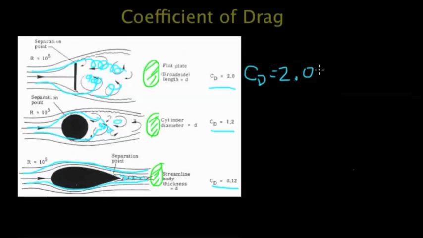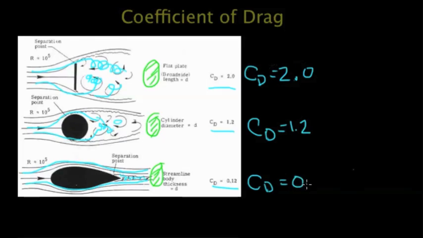And coefficients of drag, just like coefficient of friction, don't have units. So this is just 2.0, just a pure number. The coefficient of this sphere here is 1.2. And then finally, this streamlined shape is far more efficient at getting through the air. The coefficient of drag for that one is equal to 0.12. So it's actually 10 times easier to get this streamlined shape through the air than it is to get this sphere. And it's even more so than if it were a flat plate.